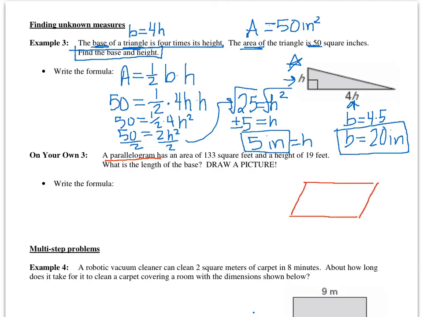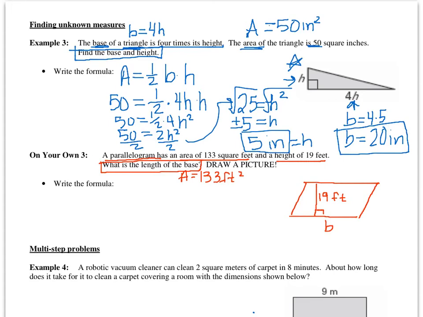Just draw a parallelogram in here. It has an area of 133 square feet, so I know A equals 133 feet squared, and a height of 19 feet. On my picture here, I'm going to make a right angle from the base, and that's 19 feet. Here's my question: what is the length of the base? So we're looking for B here.